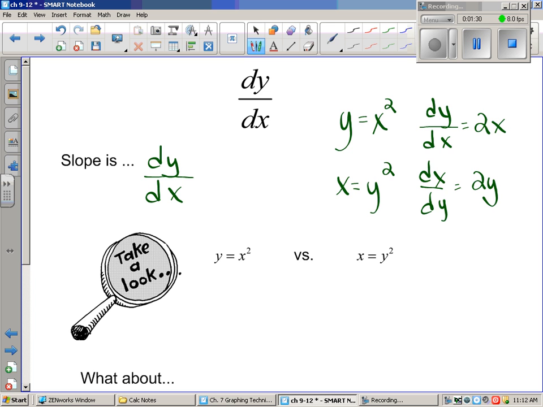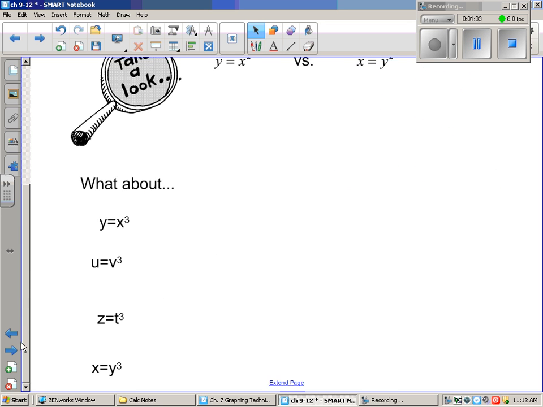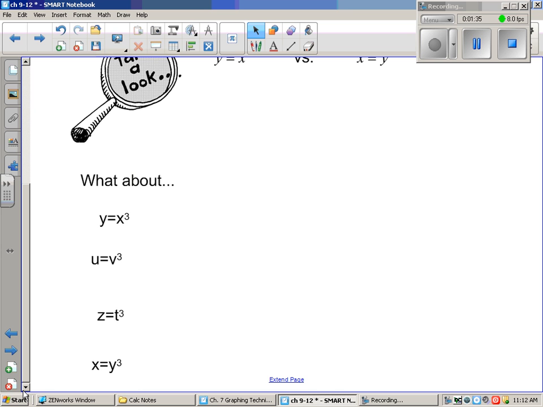So let's look at a little bit more. I'm going to scroll down here. What about when you have other letters? What happens when you have other letters like u's and v's and z's and t's and all of that stuff? We're going to look at a few examples of that today, especially. So how do you do the derivative of that? Well, let's start with this. y equals x cubed. What would be the derivative of y equals x cubed? 3x squared. And that would give me dy/dx, the derivative of y in respect to x, that's what it means verbally, is 3x squared.